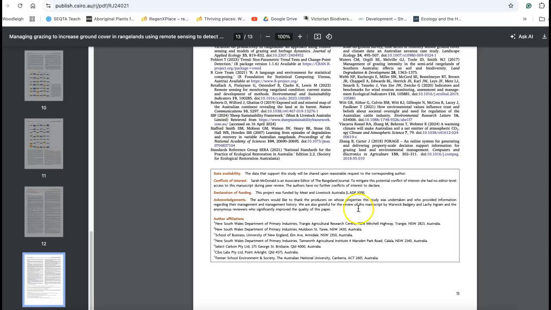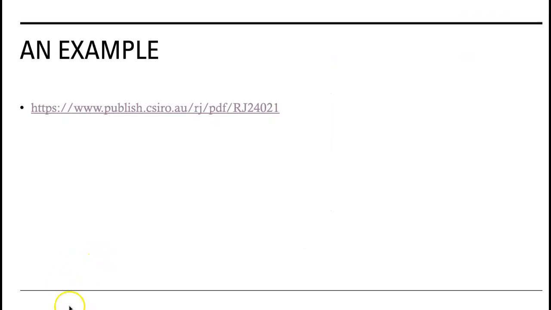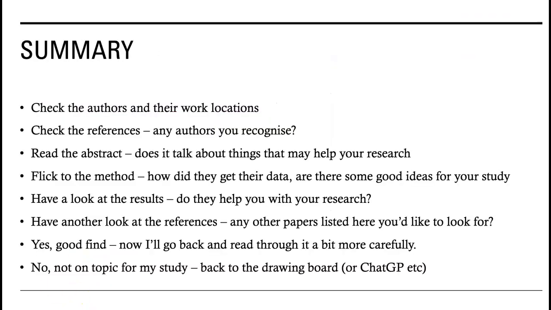How terrible. That's okay. I'm going to go back to the slideshow for a minute. So, in summary, check the authors and their work locations. Well, I knew it was going to be a good one because it came from CSIRO in the first place, the Commonwealth Scientific and Industrial Research Organisation. So scientists working with industry, funded by government to look for solutions to problems and to turn those solutions into money-making opportunities. Think plastic banknotes. That's where it came from.